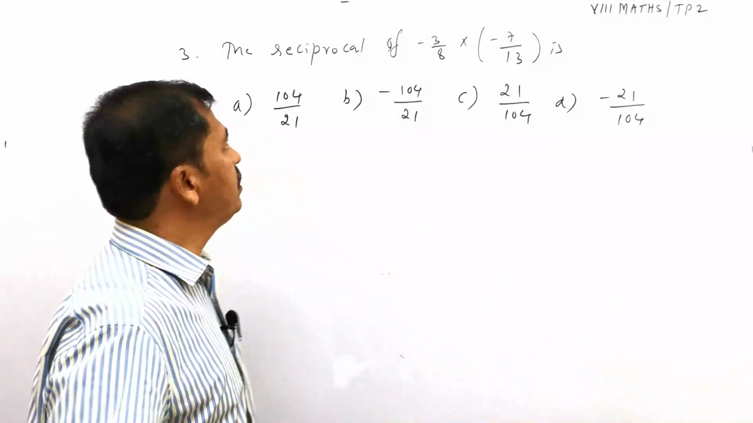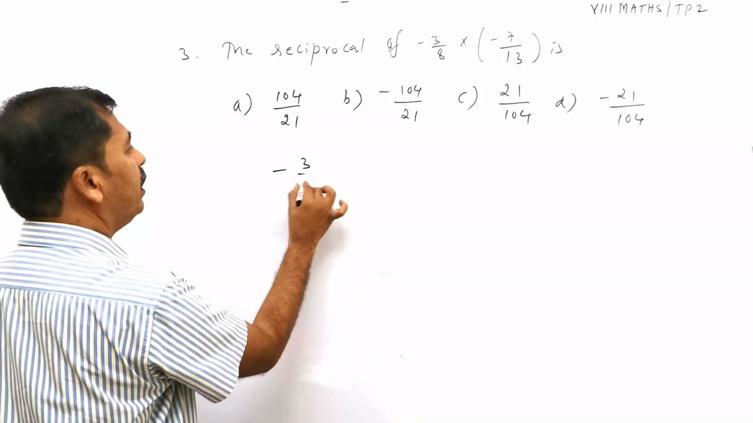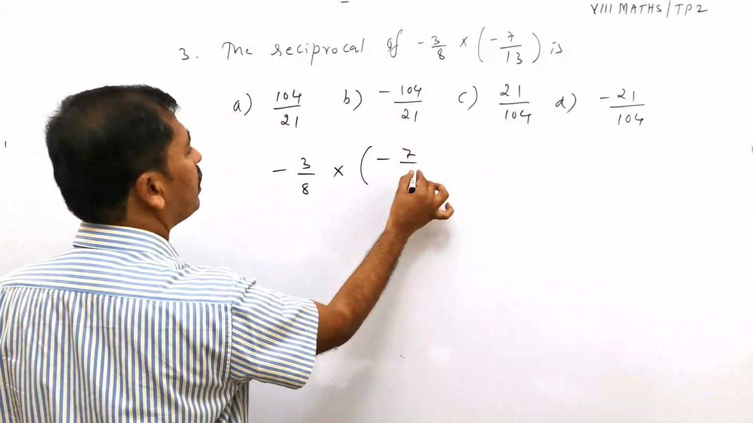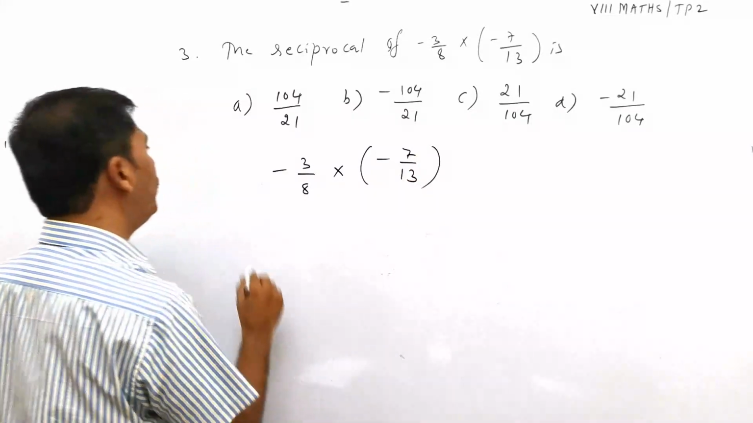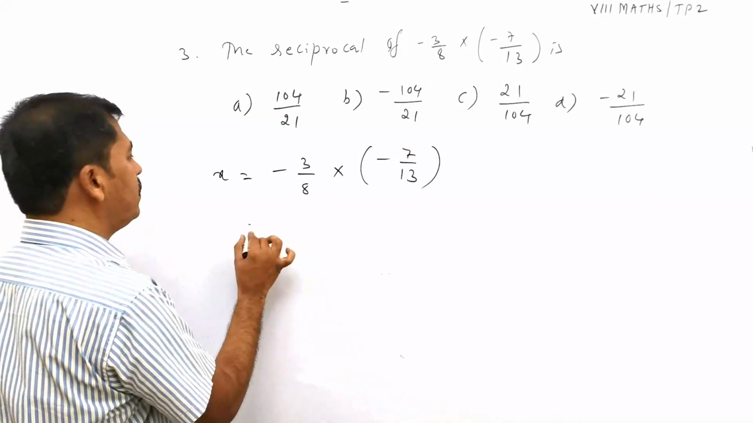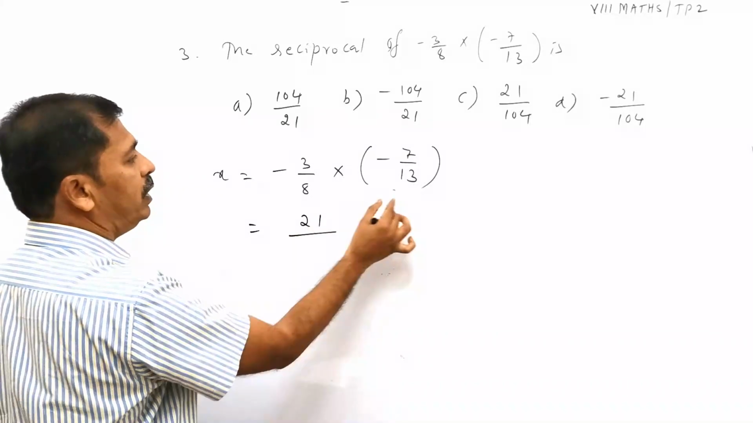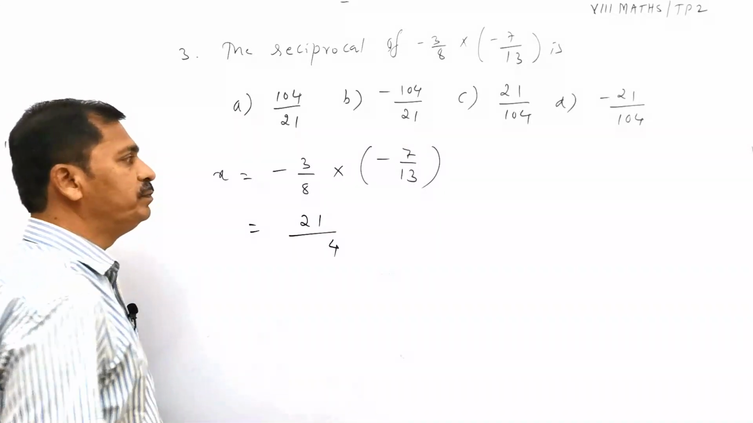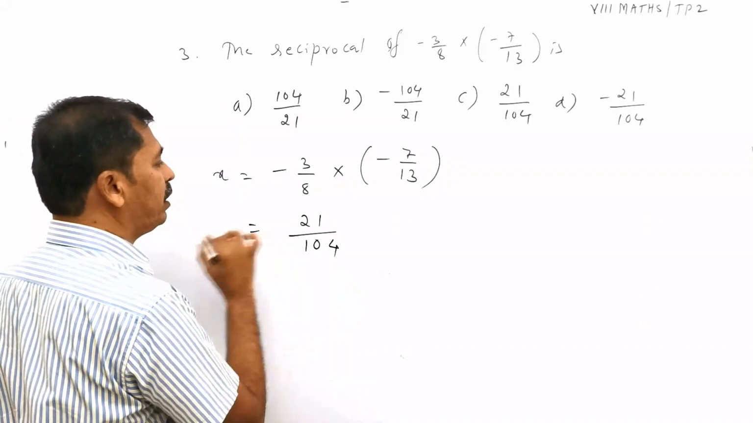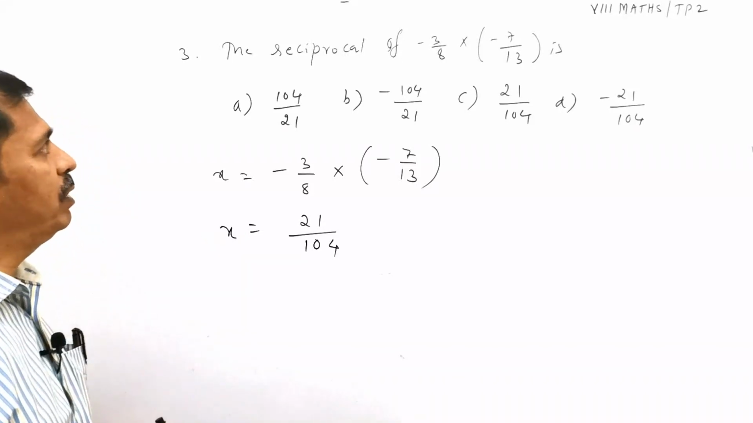You have to find the reciprocal of, what you have to find out? The reciprocal of minus 3 by 8 into minus of 7 divided by 13. Okay, you take it as x. Simply I would like to take it as x. So minus into minus, this leads to plus. 7 3s are 21, 8 3s are 24, 2 carry, 8 1s are 8 plus 2, that is leading to 10. So 21 divided by 104, this is our rational number.